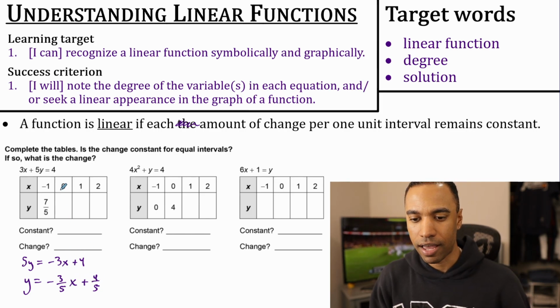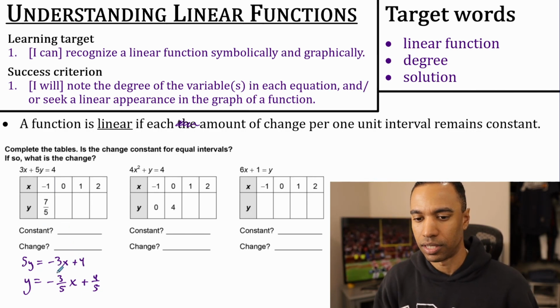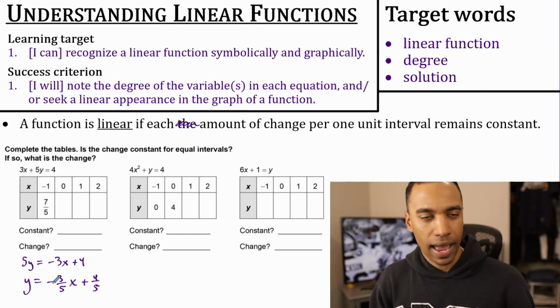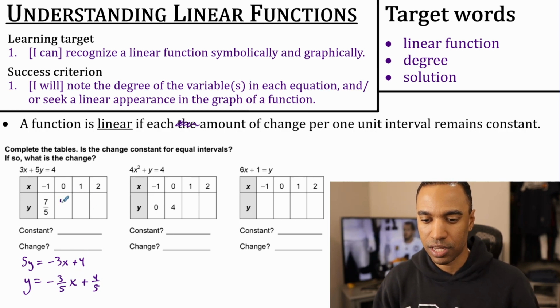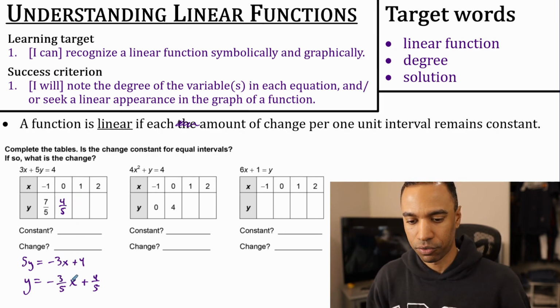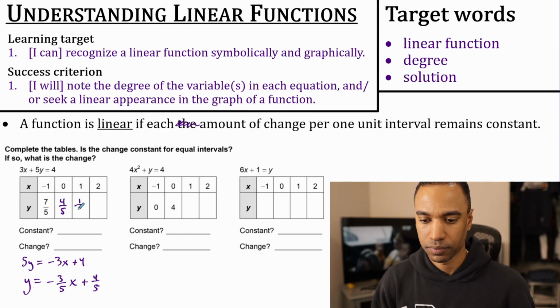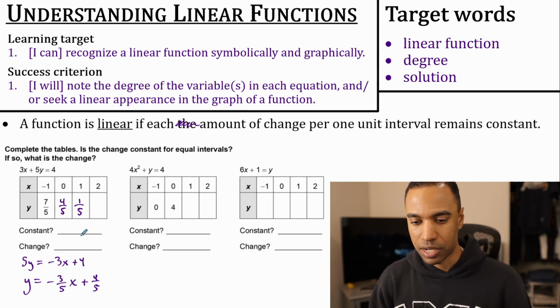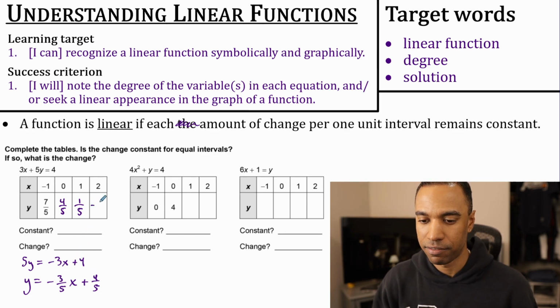I'm going to substitute values in for x and get values out for y. And for the sake of room and time, let's do it mentally. Plug in 0 for x. Negative 3/5 times 0 is 0. 0 plus 4/5 is 4/5. 1 times negative 3/5 is negative 3/5. Plus 4/5 is 1/5. 2 times negative 3/5 is negative 6/5 plus 4/5 is negative 2/5.